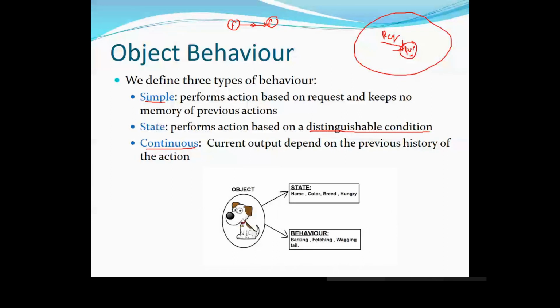So this is the object behavior. We have three types of behavior. Simple, I'll do your request and that's it. State, I will perform a behavior or an operation based on a condition. Continuous, it will perform more than one action, and each action will depend on the previous action's output. So very simple and easy.